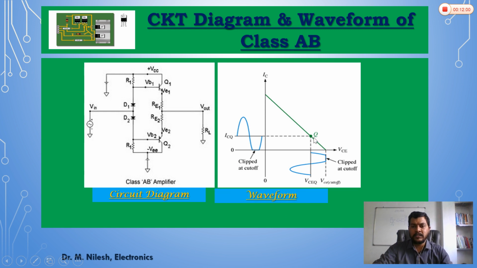The quiescent point is set so that a small portion of the second half cycle is being clipped, and therefore the amplifier amplifies more than half of the cycle, and this is the mixture of class A and class B amplifiers.